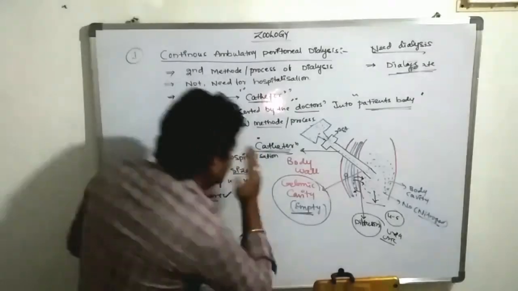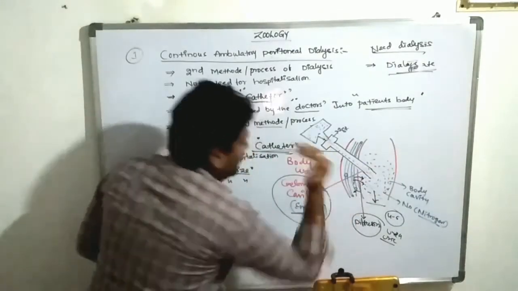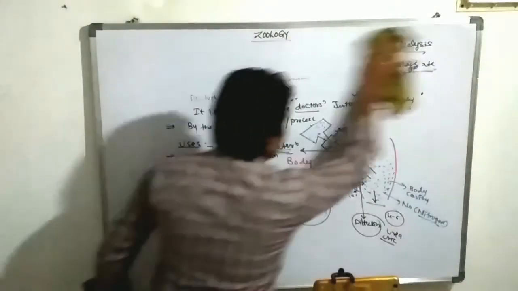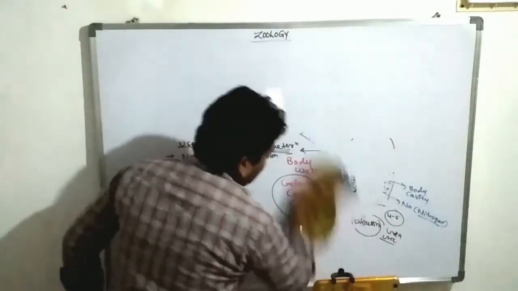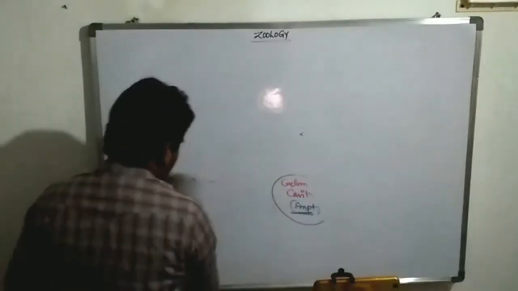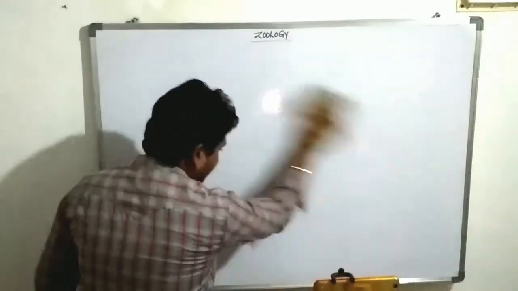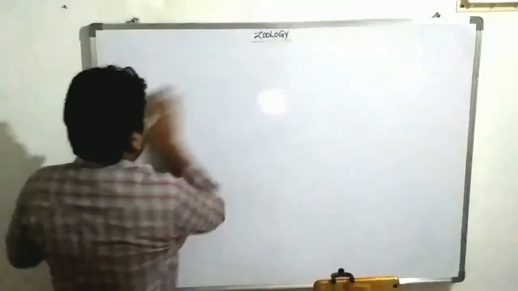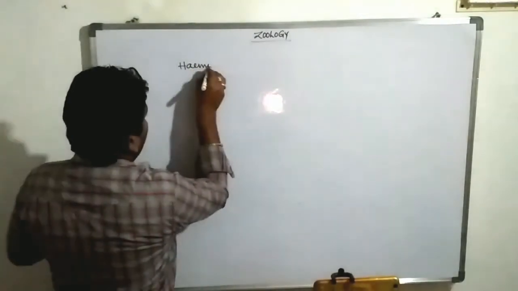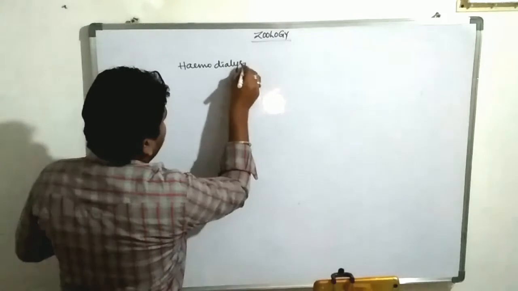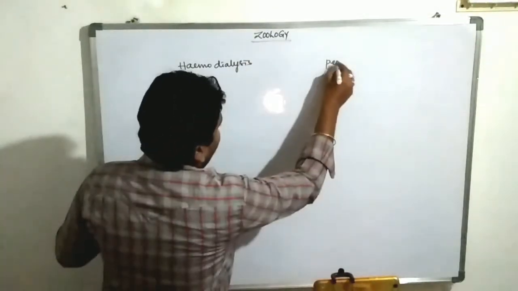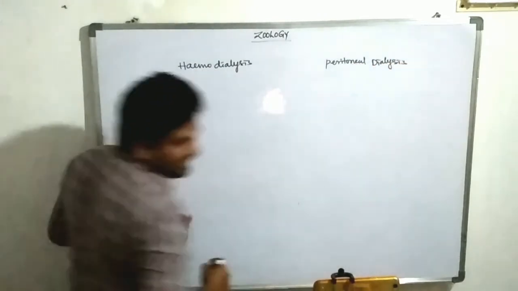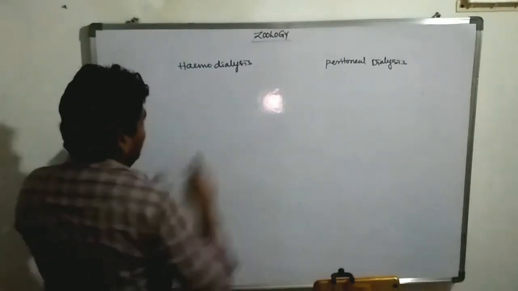Next, what is the difference between peritoneal dialysis and hemodialysis, in terms of uses and importance? There are no membranes here; the wastes are collected completely by the diffusion method. First, hemodialysis. The difference between hemodialysis and peritoneal dialysis.